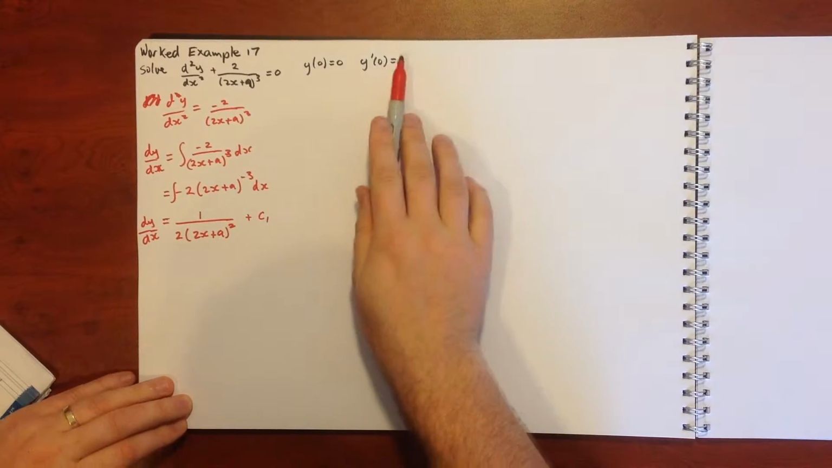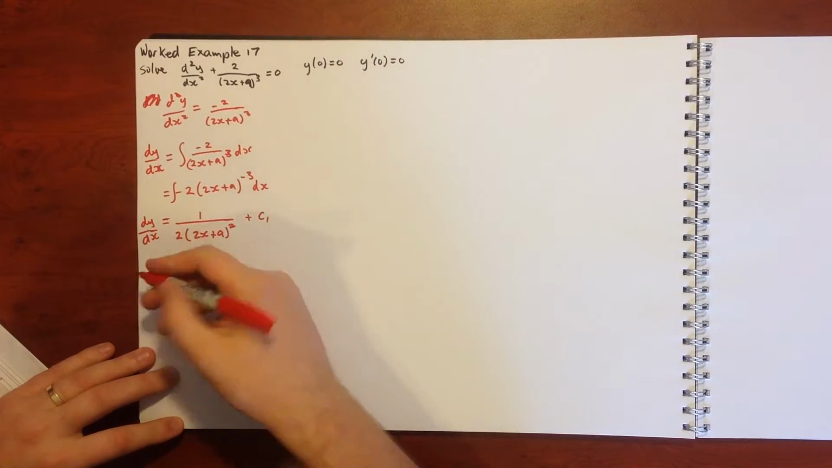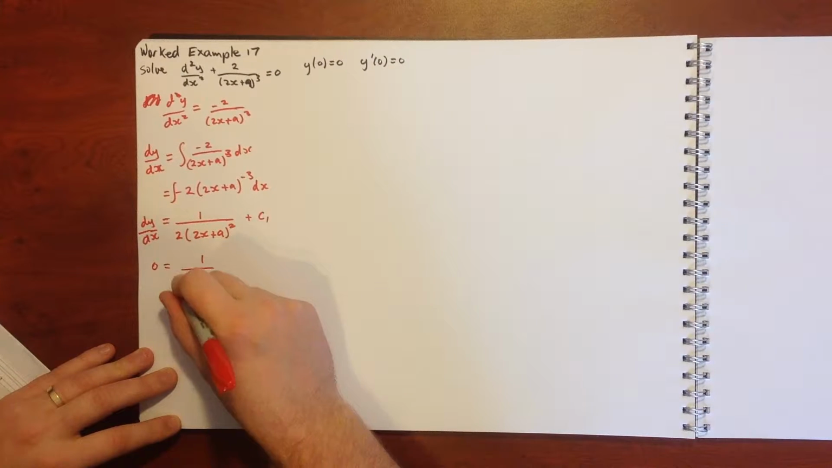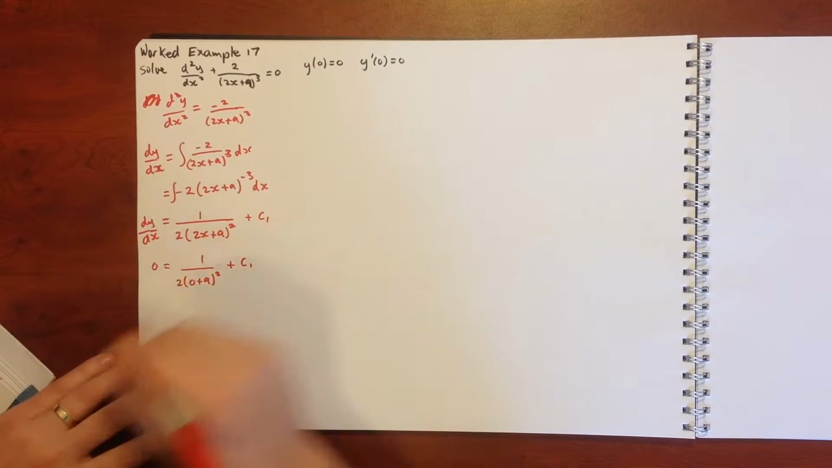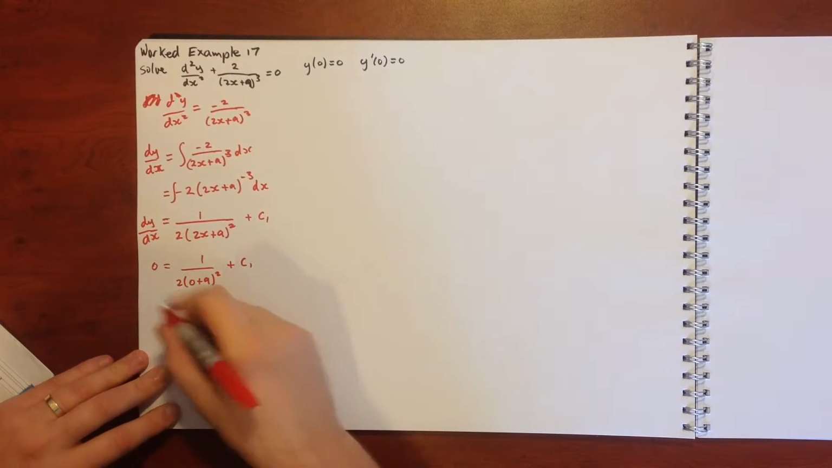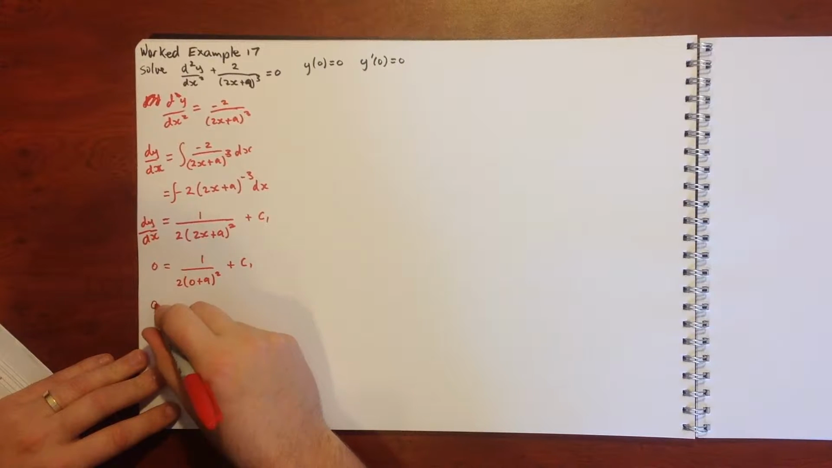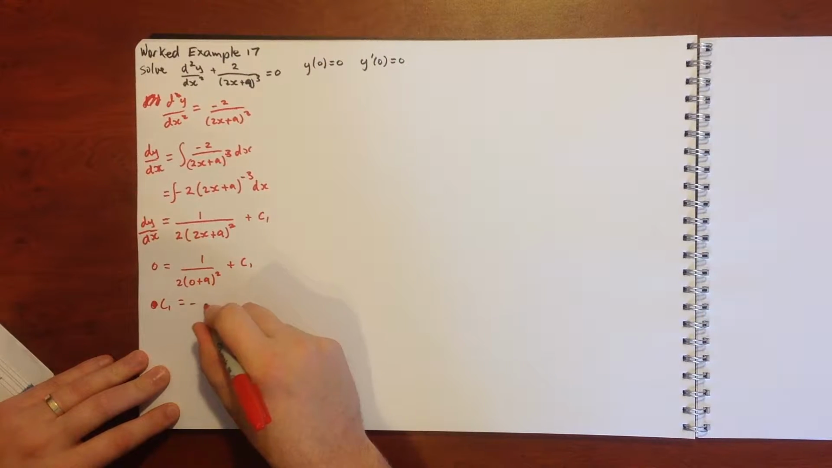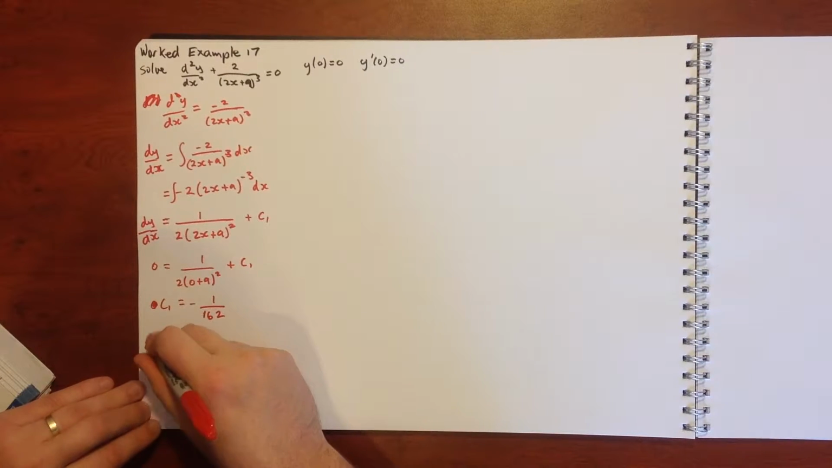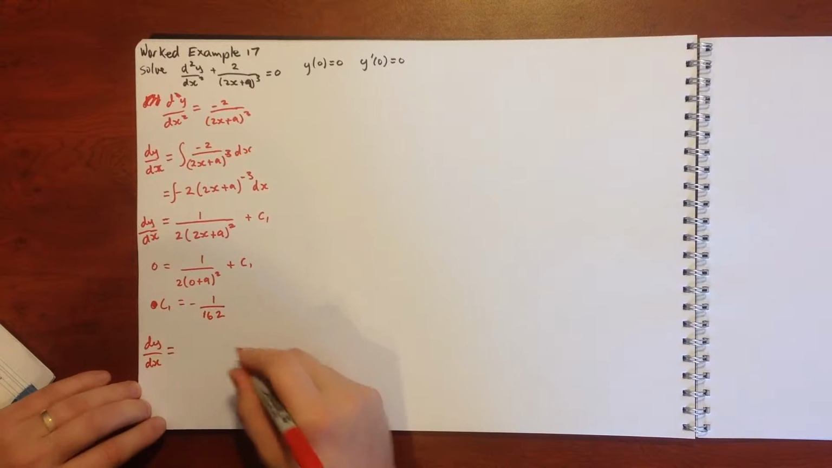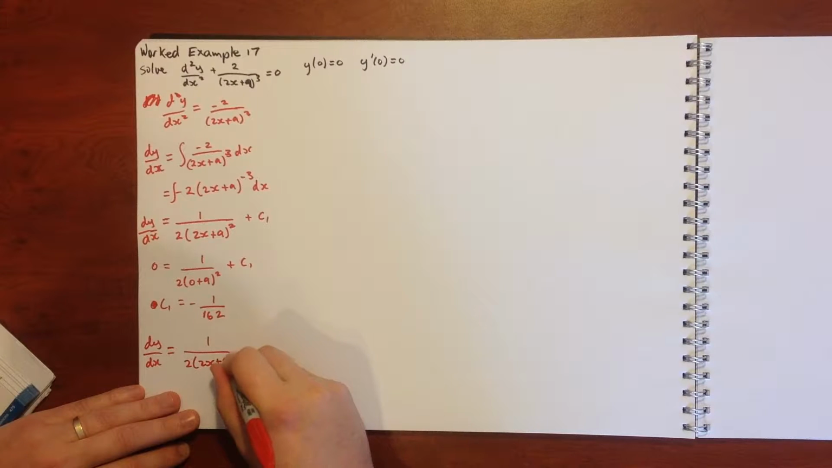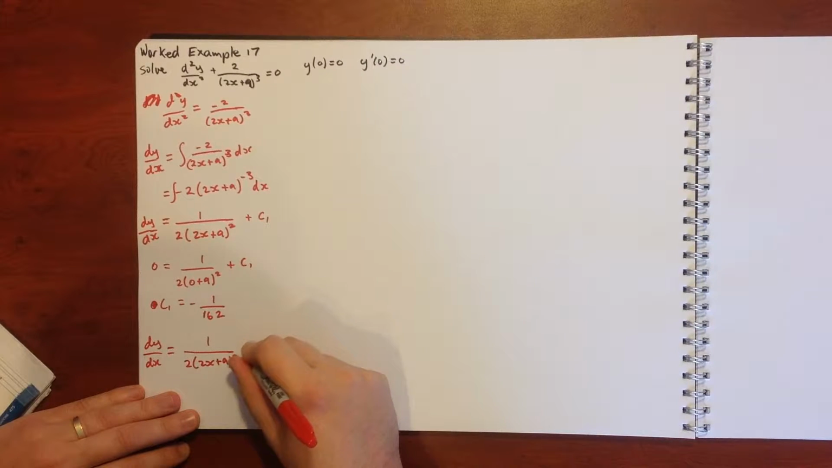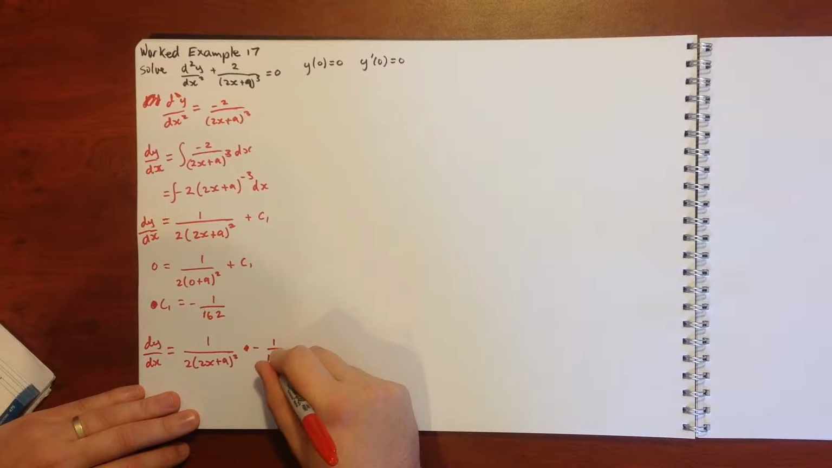Okay, so we use our derivative information. So we say, well, 0 equals 1 over 2 times (0 plus 9) squared plus C1. Okay, so when we rearrange this, we get C1 equaling negative 1 on 162. So that means our dy/dx is equal to 1 over 2 times (2x plus 9) squared, minus 1 on 162.